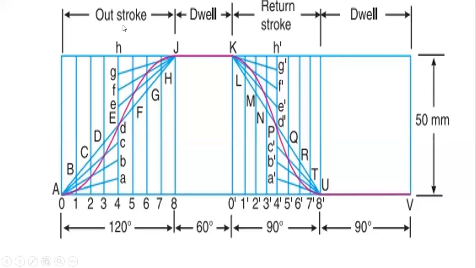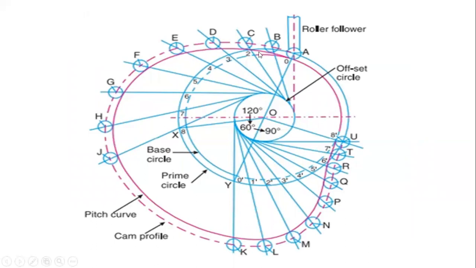In the displacement diagram, you have to write all these sections, that is outstroke, dwell, return stroke, and dwell period, and you have to dimension these sections also, that is 120 degrees, 60 degrees, 90 degrees, and 90 degrees, and represent them with different division points. So next we are going to draw the cam profile.